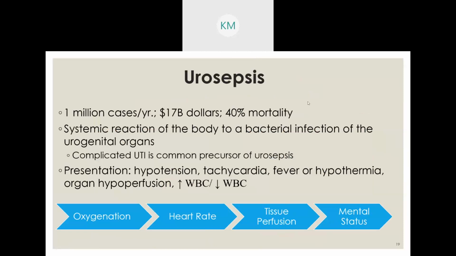All right, we're going to talk about urosepsis. Okay, urosepsis is a systemic reaction of the body to a bacterial infection of the urogenital organs with the risk of life-threatening symptoms, including shock. Now, basically, a systemic reaction of the body is called SIRS, S-I-R-S. It stands for Systemic Inflammatory Response Syndrome. An inflammatory response as a result of the significant infection from a damaging organism.